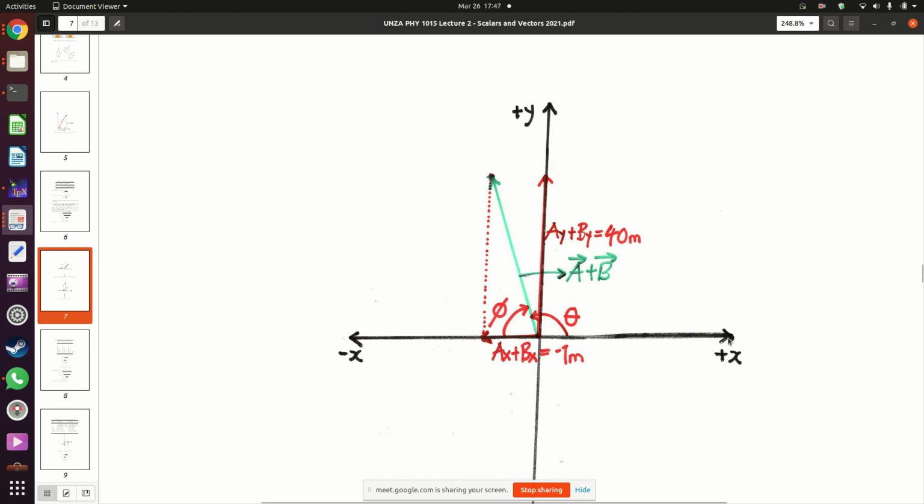From the positive x-axis going around like this up to the negative x-axis, the angle is 180 degrees. At least that much I know: the negative x-axis makes an angle of 180 degrees. So whatever 180 degrees plus phi is should give me theta. Is that clear?